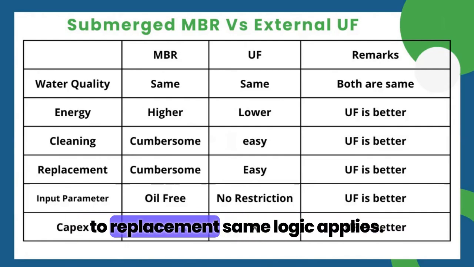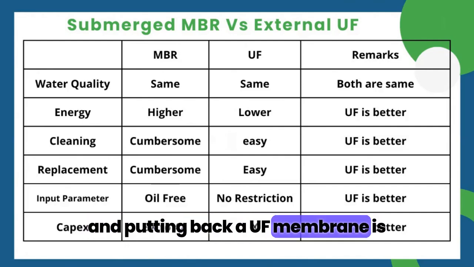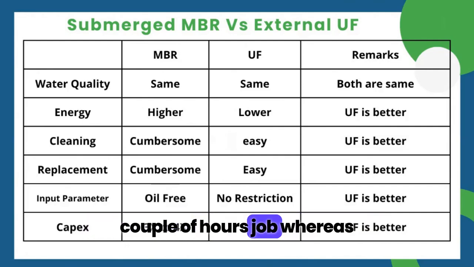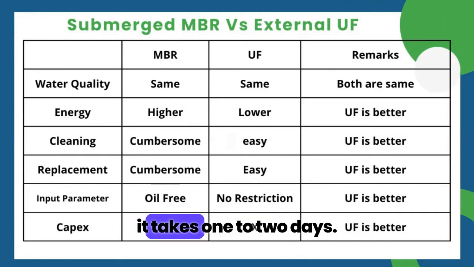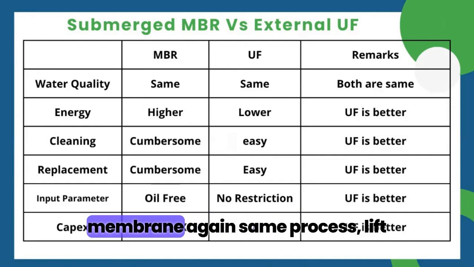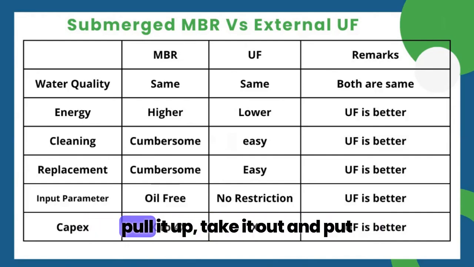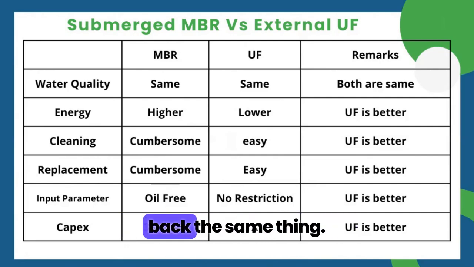And when it comes to replacement, the same logic applies. Taking out one membrane and putting back a UF membrane is a couple of hours job. Whereas it takes 1 to 2 days if you have to do the same replacement for a submerged membrane. Again, same process. Lift it with a crane or electric hoist, which is installed above the tank. Pull it up, take it out, and put back the same thing.